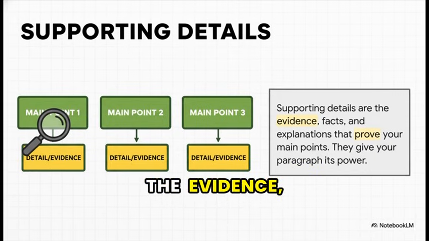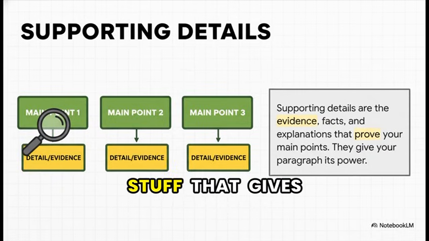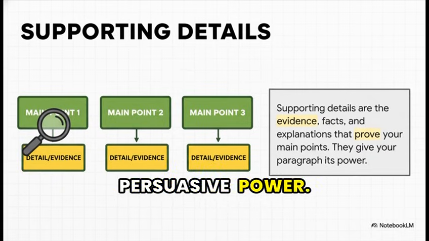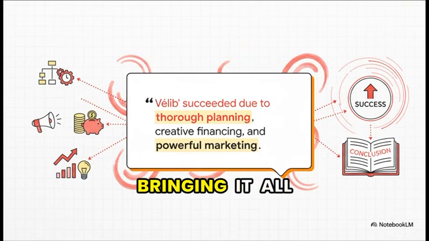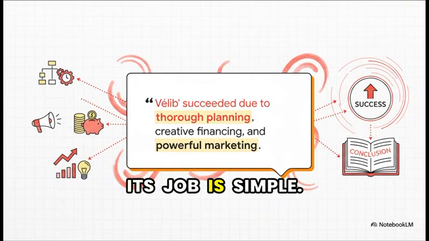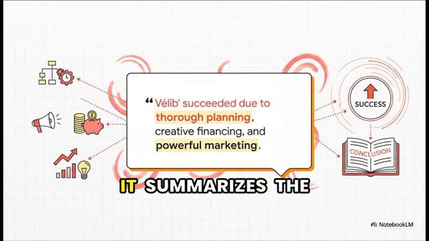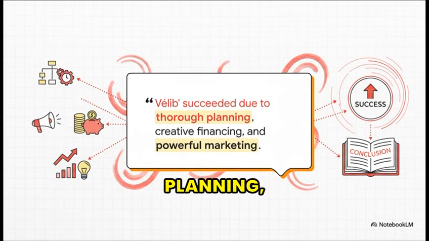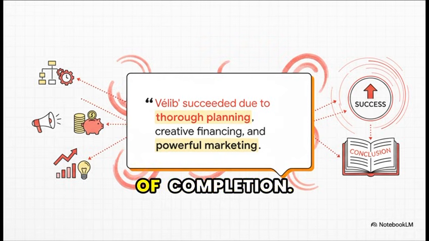These are the facts, the evidence, the explanations. They tell us how the planning was careful and why it was so affordable. This is the stuff that gives your paragraph real persuasive power. And finally, bringing it all home in red, we've got the concluding sentence. Its job is simple. Wrap everything up. It summarizes the main causes, planning, financing, marketing, and gives you, the reader, a real sense of completion. It's like the bow on top.